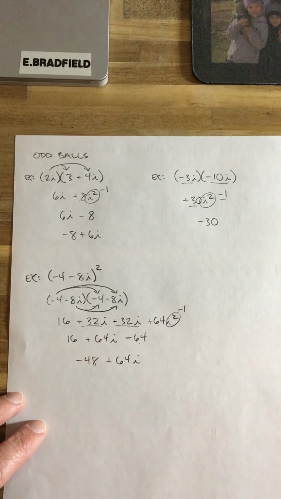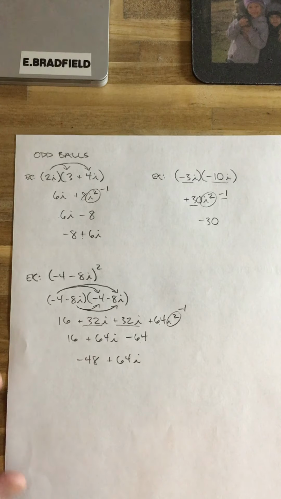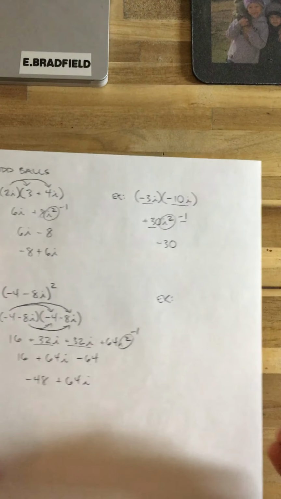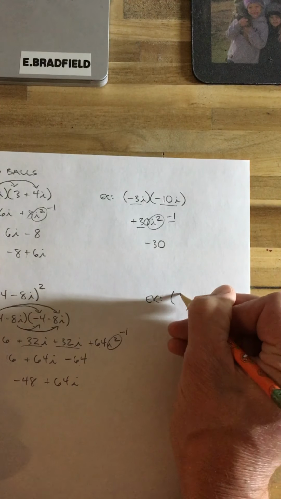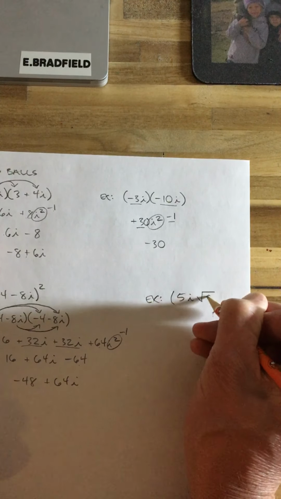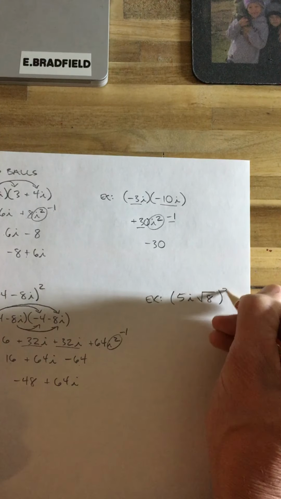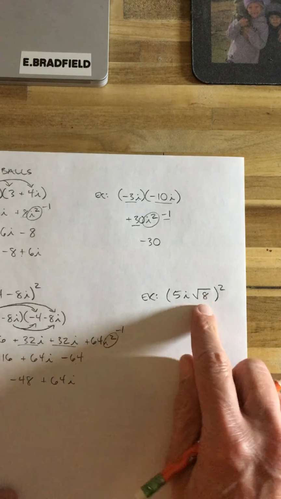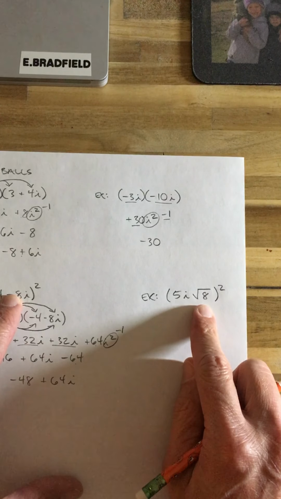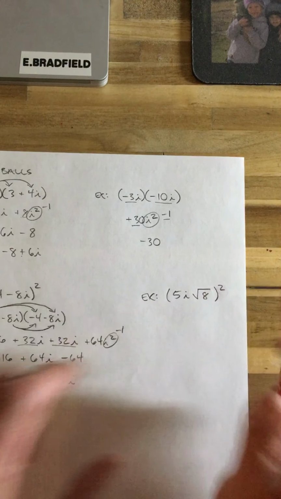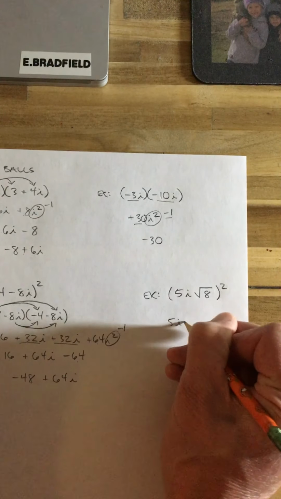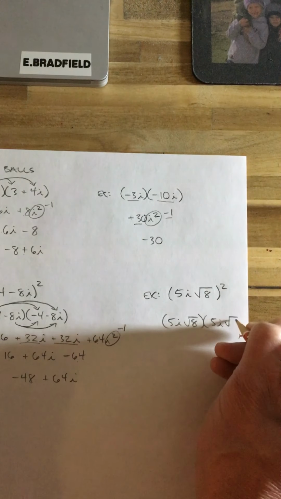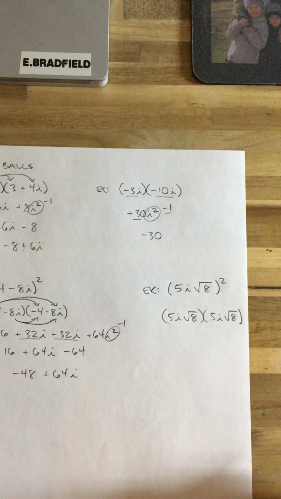All right, let's do one more oddball, just one. Let's do one last little oddball. It looks like 5i times the square root of 8, squared. I'm going to do this the same as this. If it's got all this squared, that just means I have 5i times the square root of 8 times 5i times the square root of 8. I just write it twice.